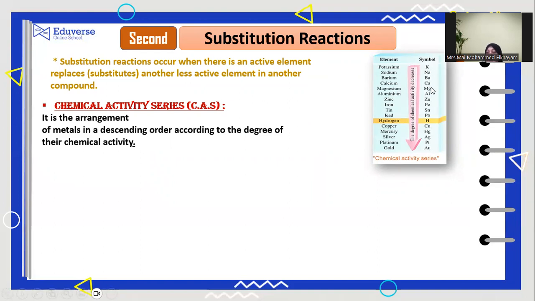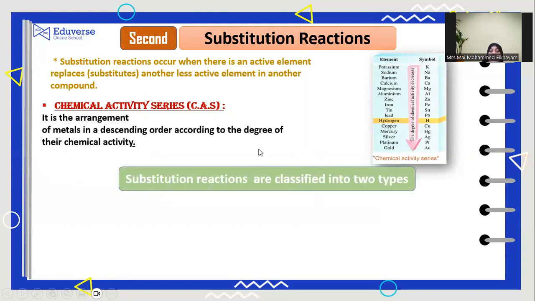Potassium, sodium, barium, calcium, magnesium, aluminum, zinc, iron, tin, lead, all of them precede hydrogen in the chemical activity series, while copper, mercury, silver, platinum, and gold, they come after the hydrogen. So they cannot replace hydrogen.